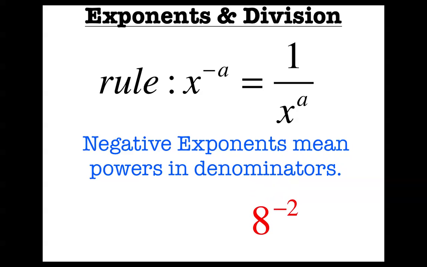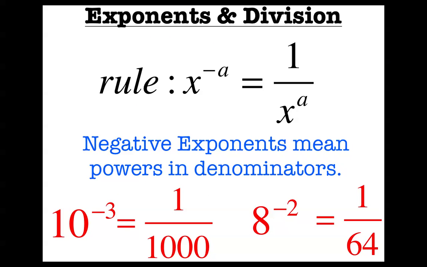For instance, 8 to the negative 2 means you're still going to square the 8. You're still going to get 64, but it's not going to be 64. It's going to be 1/64. And 10 to the negative 3 means you're still going to do 10 times 10 times 10, but it's going to be 1/10 times 10 times 10. Negative exponents mean you do that power to that number, but then you stick it in the denominator, and then what do you put on the top? You put a 1 on the top.